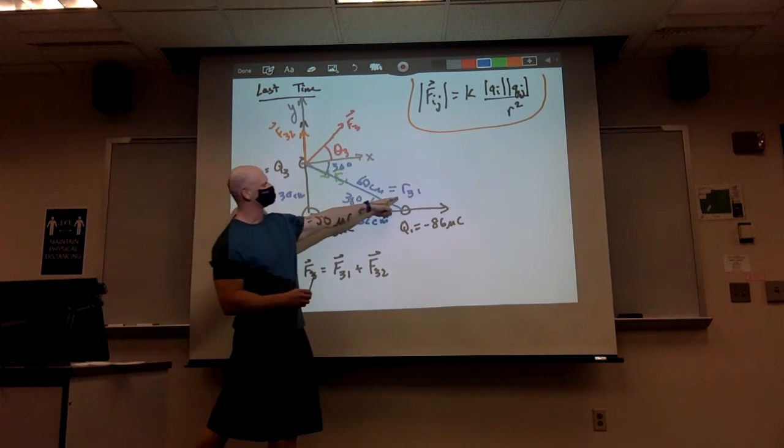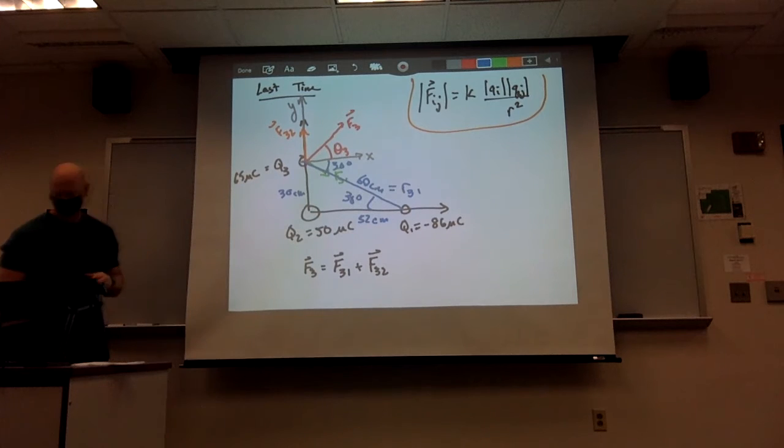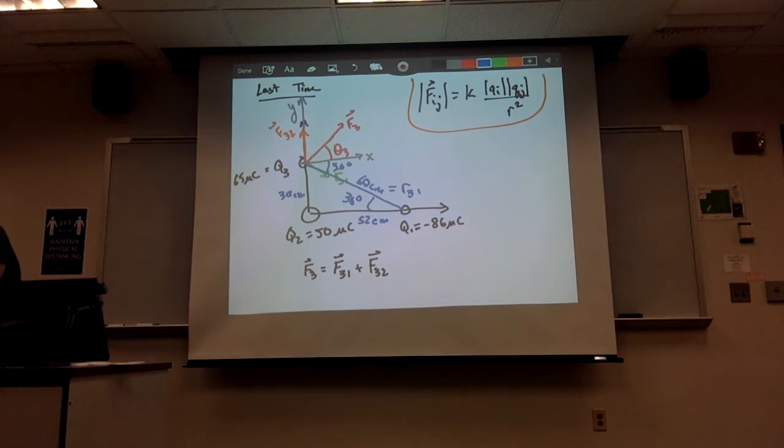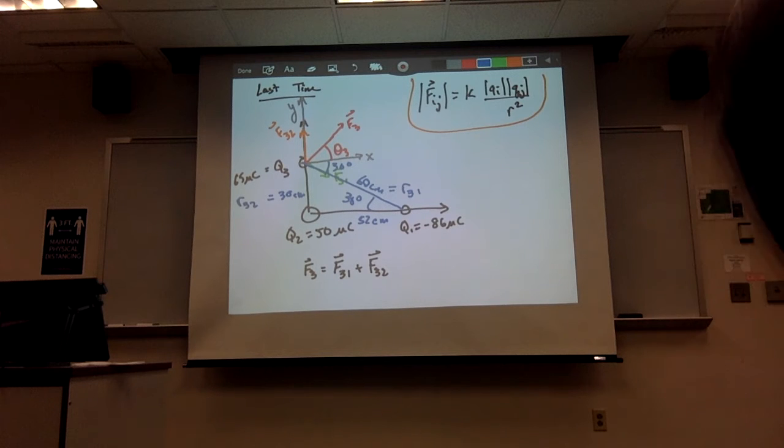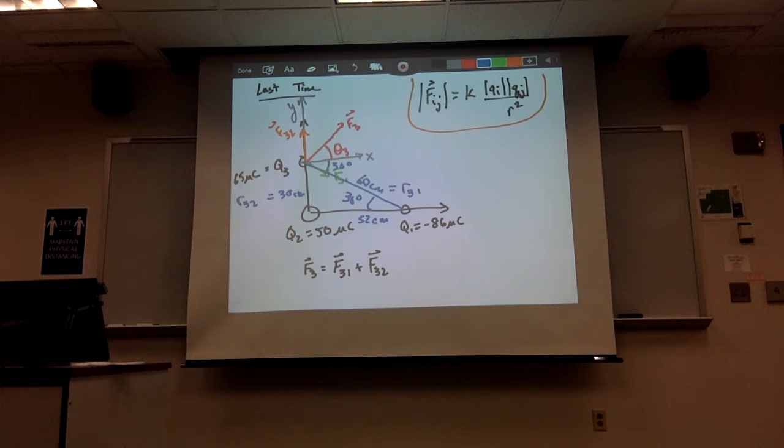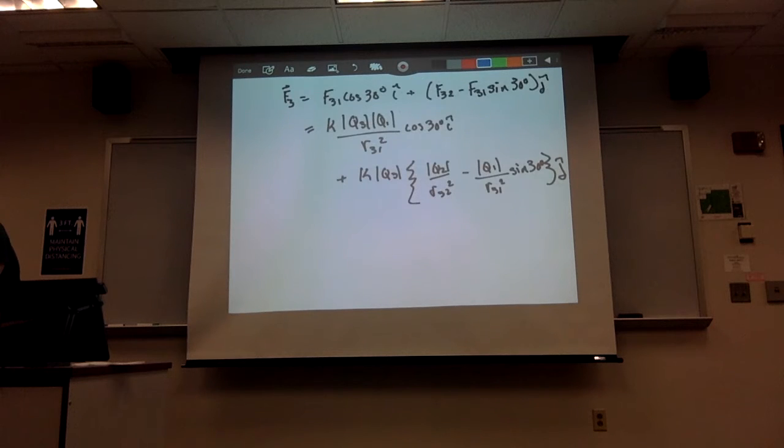So this is going to be our distance of R31, so that's going to be 60 centimeters. And then this distance here, the 30 centimeters, is going to be the R32, since that's the distance from the third to the second. So our 30 centimeters in this case will be R32. So from here, we would just plug in all our numbers.